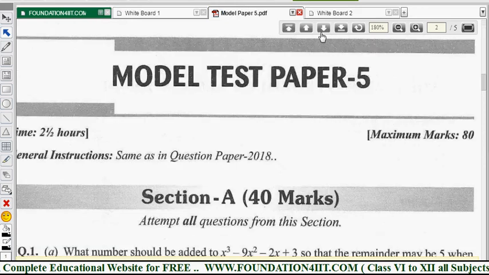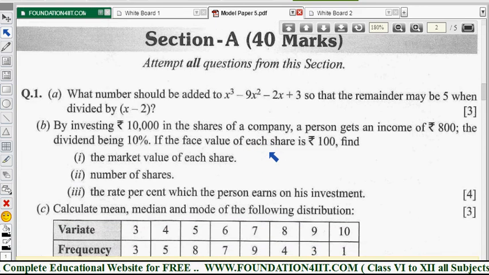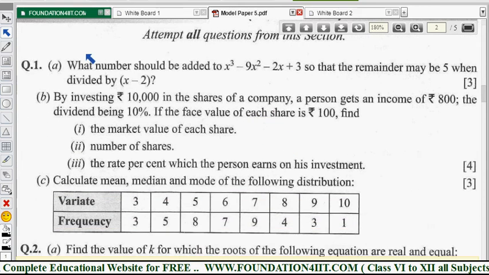Let's see the first question. Question 1(a): what number should be added to x cube minus 9x square minus 2x plus 3 so that the remainder may be 5 when divided by x minus 2? Let the number be k. Let me take the equation and solve the problem.